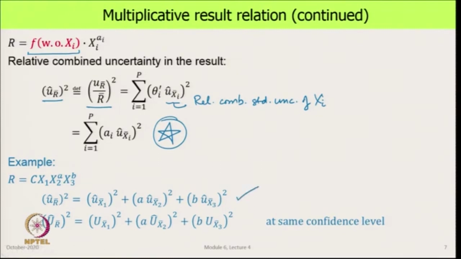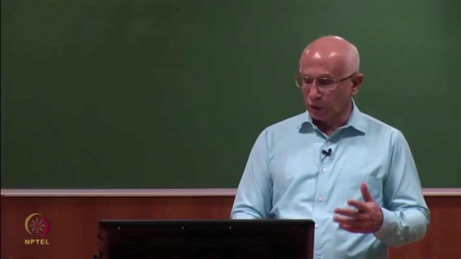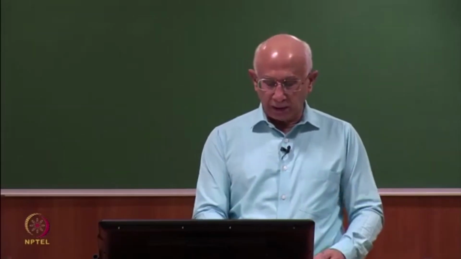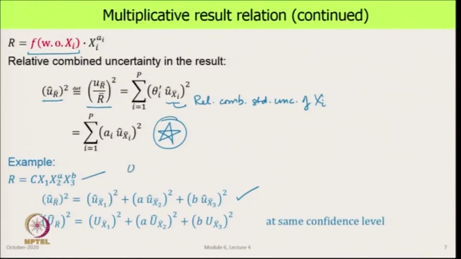So, what it tells you is that if you have the result function and you want to write the relative combined standard uncertainty, you do not need to go through all the steps of derivation and calculating every sensitivity coefficient individually. You can straight away say, looking at it, that theta 1 prime is equal to 1, theta 2 prime is equal to A, and theta 3 prime is equal to B. So, straight away we can write this formula. It saves us a lot of intermediate steps and time as well.